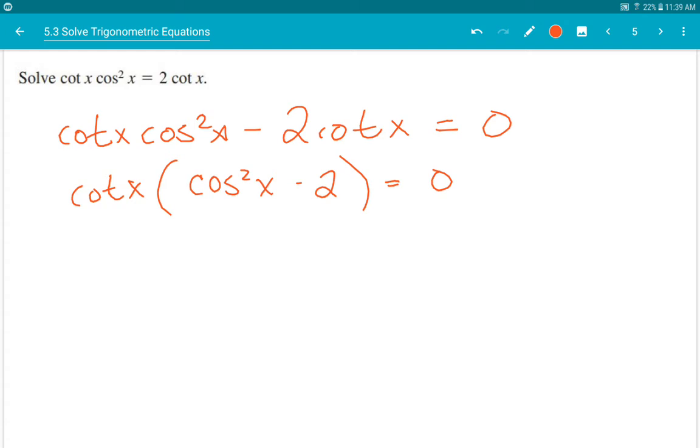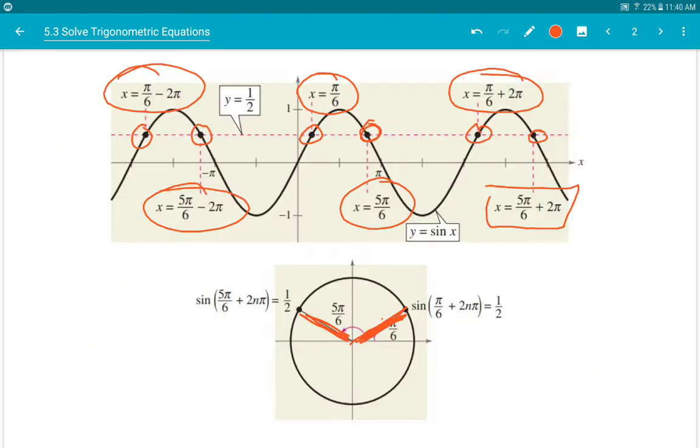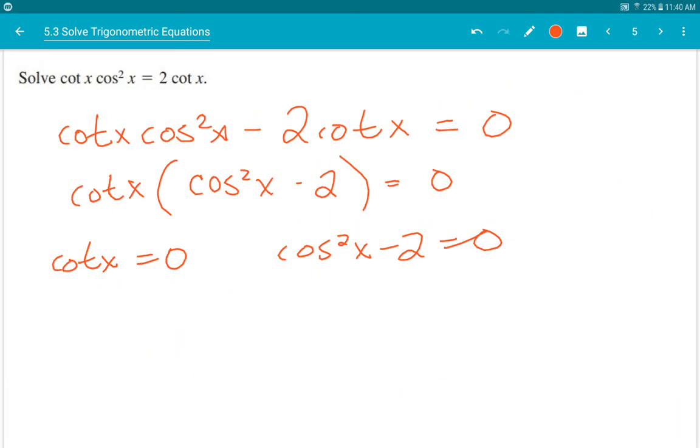Okay, all right, so now we are going to go ahead and find a way to solve this. So we use the zero product property. Cotangent of x is equal to 0, and then the cosine squared of x minus 2 is equal to 0. And then we're going to go ahead and solve these equations.